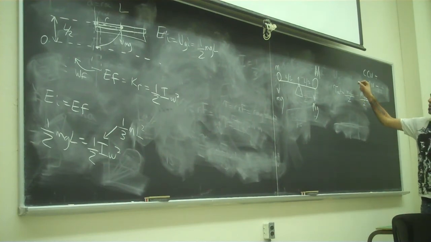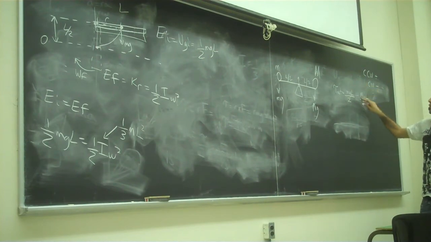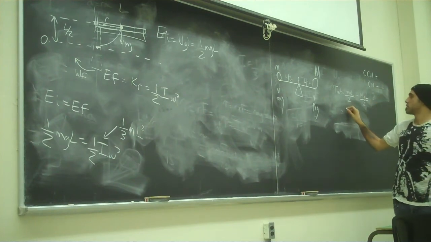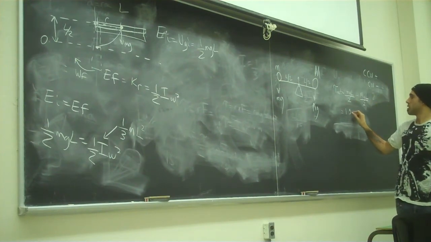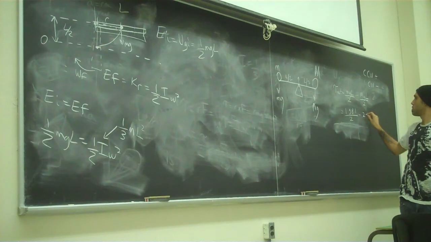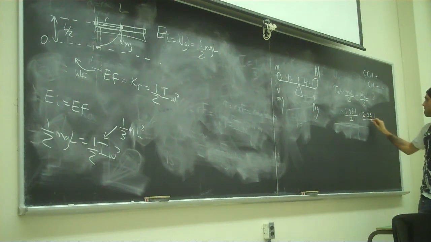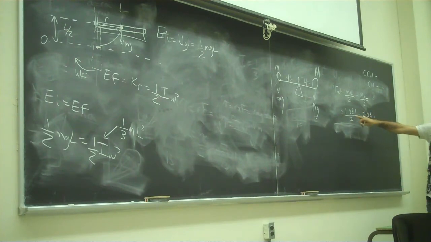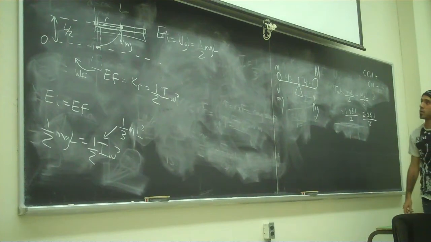And let's say this mass was 2, this mass was just 1, and the length was 1, so I get my net torque is 1 times 9.8 times 1 divided by 2 minus 2 times 9.8 times 1 divided by 2. So really I get 9.8 over 2, which is 4.9, minus 9.8, which is minus 4.9. Okay, so you said the big M, it's going clockwise?